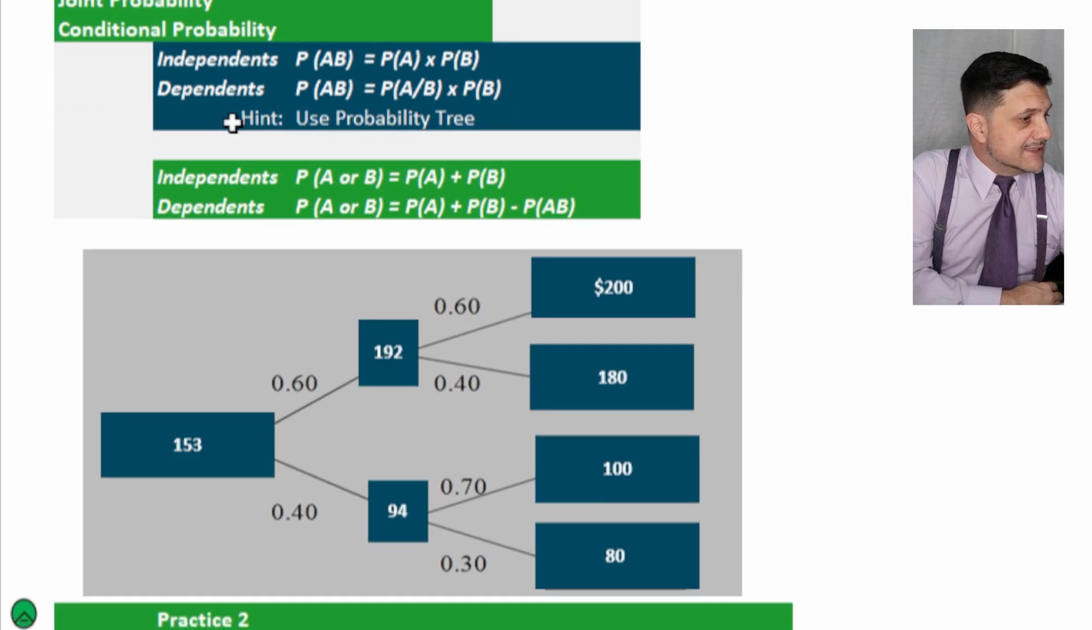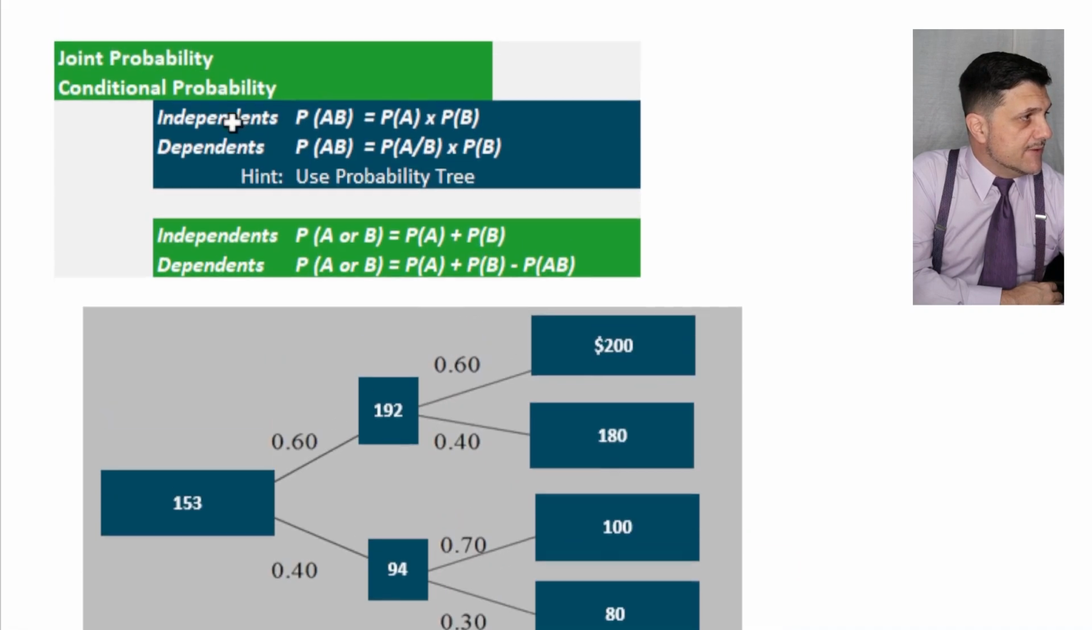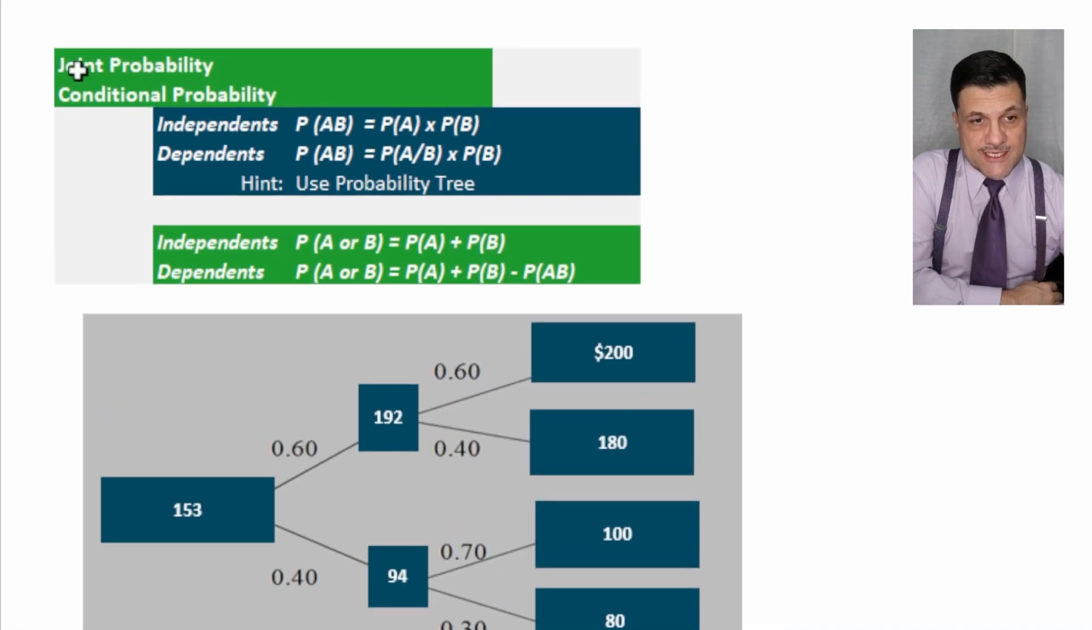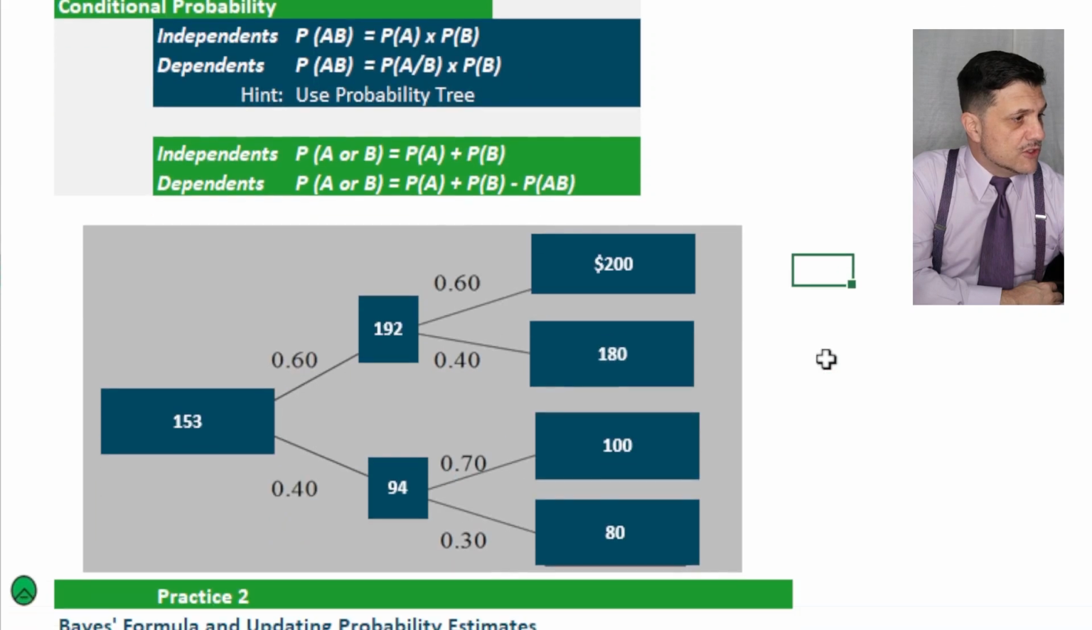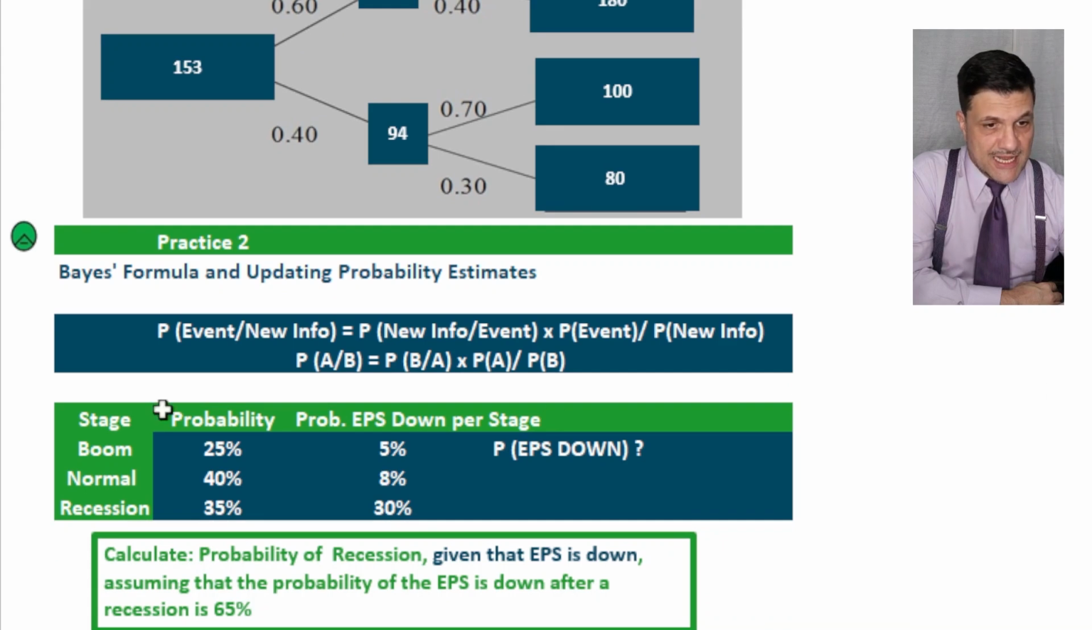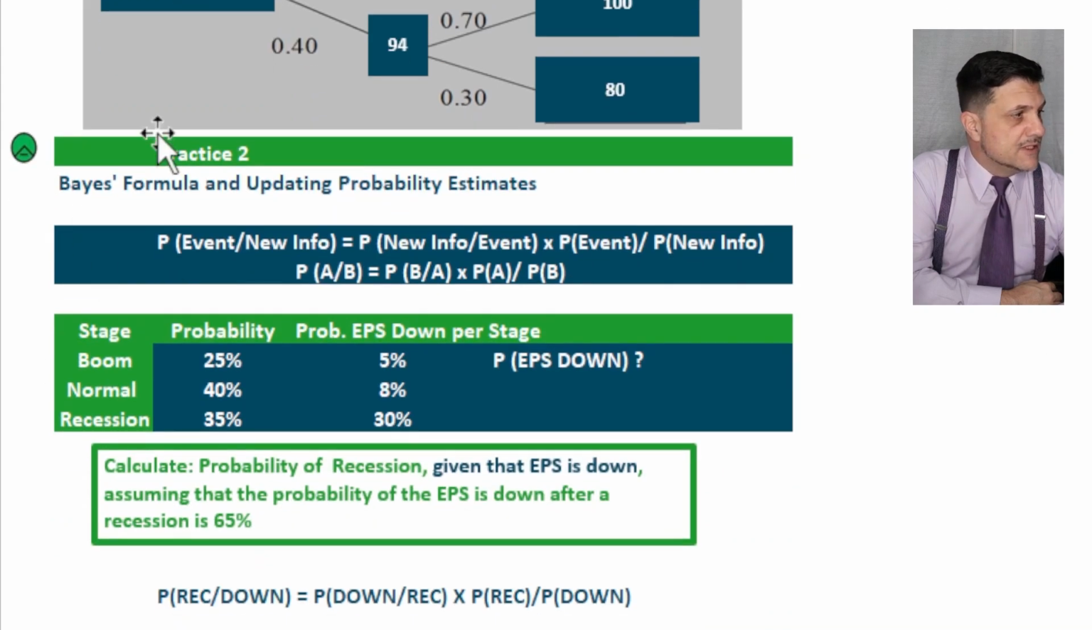So look at that. I have here for you some important concepts related to joint and conditional probability. I'm going to go over this, and then I'm going to show you how to do a tree problem. Now we're going to do a very simple tree problem. I don't expect you're going to get something super complicated in the exam anyway. And then we're going to finish the video with Bayes' formula.